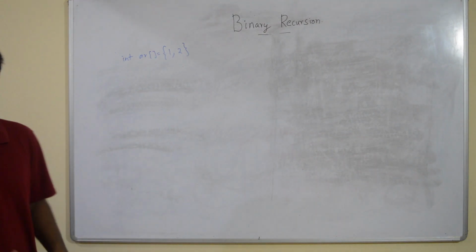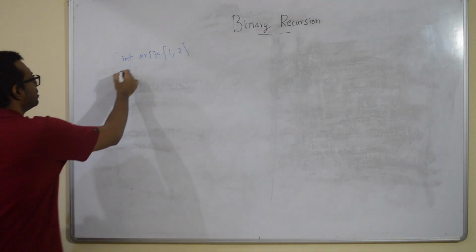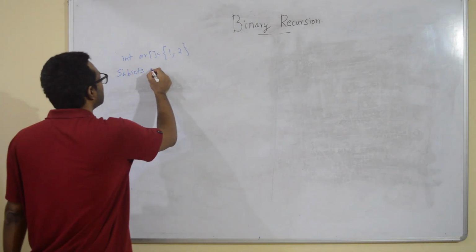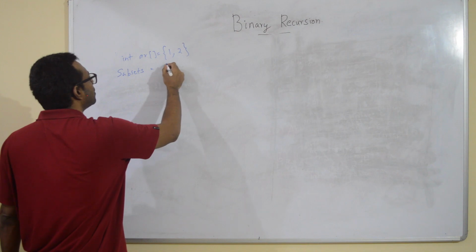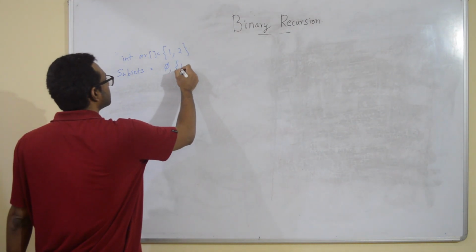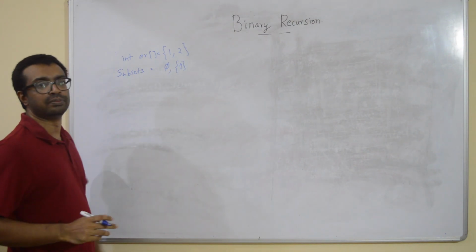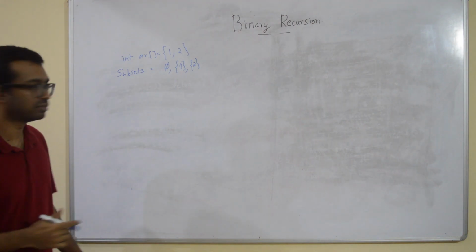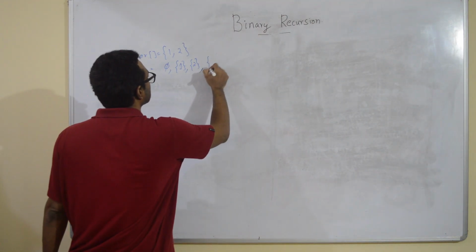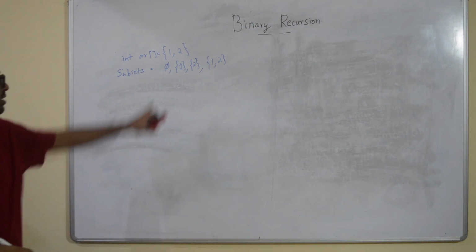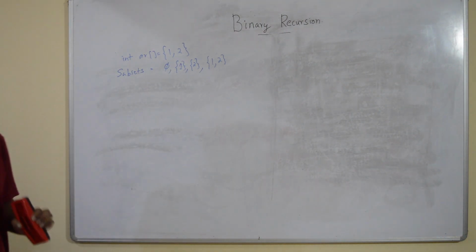If the array has two elements 1 and 2, its subsets are an empty set, two singleton sets, 1 and 2, and a set which contains both the elements 1, 2.